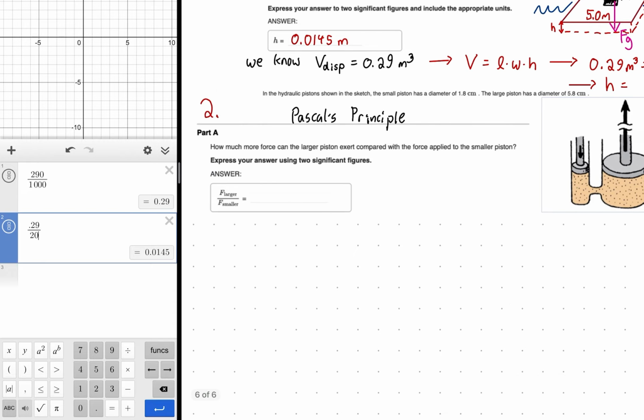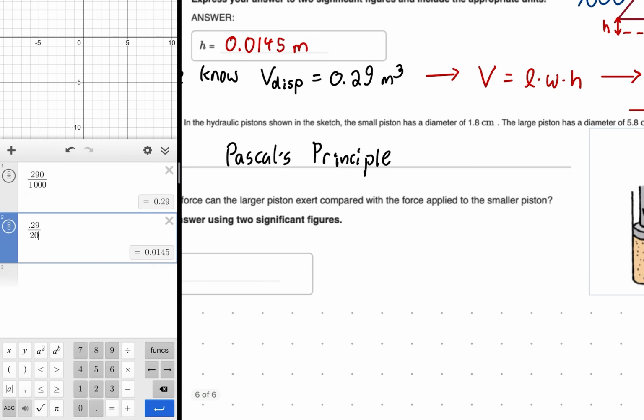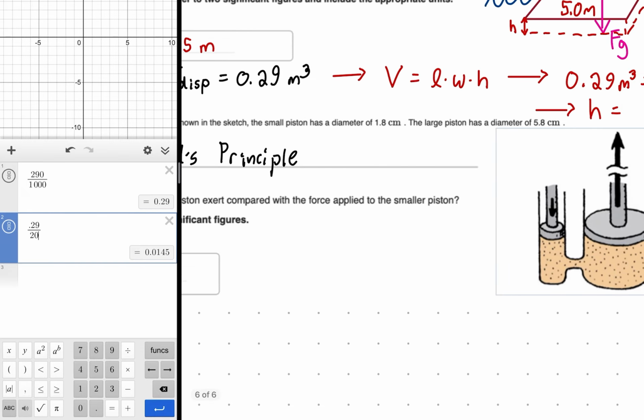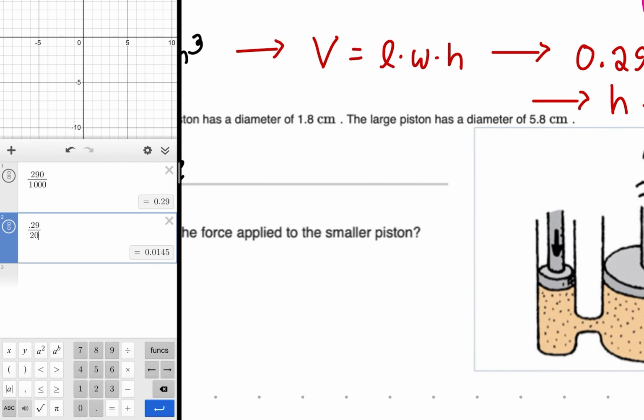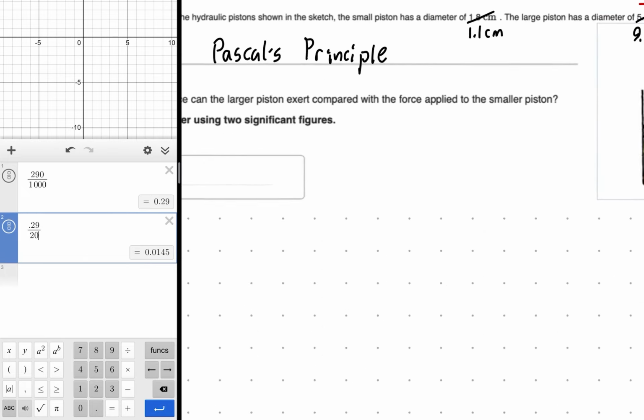Okay, and so in this case, we have a couple values. So we're told in the hydraulic piston shown in the sketch, the small piston has a diameter of 1.8 centimeters, and the large piston has a diameter of 5.8 centimeters. Let's mix these up a little bit. Let's go ahead and make this one 1.1 centimeters, and we'll make the diameter on the big one 9.3 centimeters. So a more dramatic difference in size, which will give us a bigger force increase.